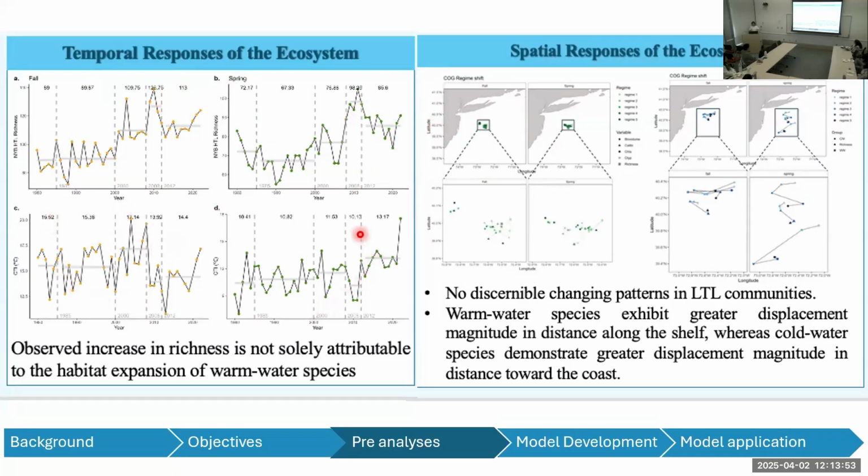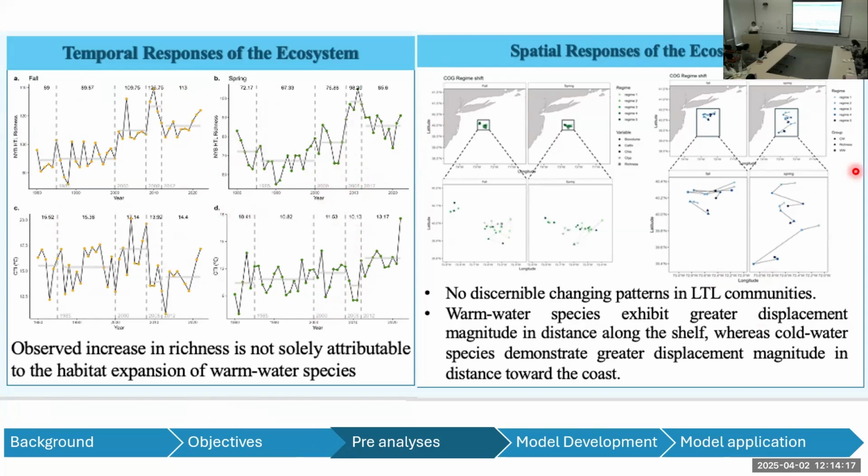And in the lower panel, we have the community temperature index, which is an index that represents the overall temperature preference of the community. If the expansion of warm water species is the sole driver that led to the increase of richness, we should expect that these two have a similar trend, but they do not.